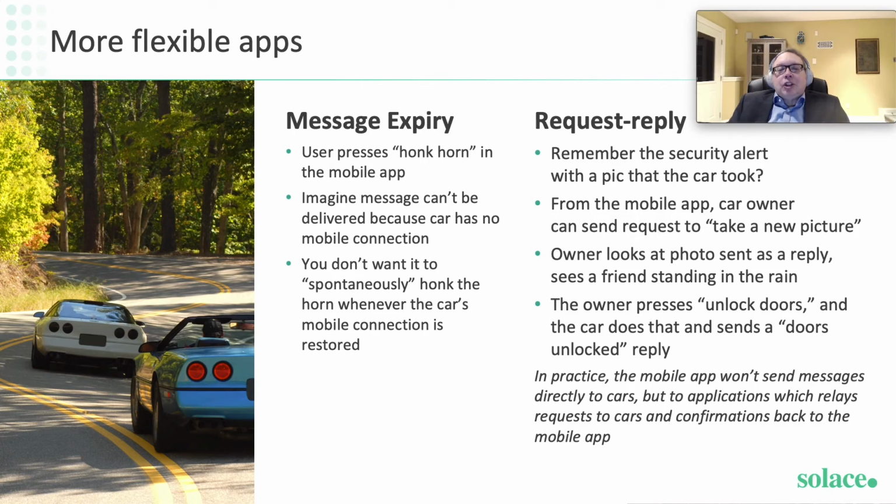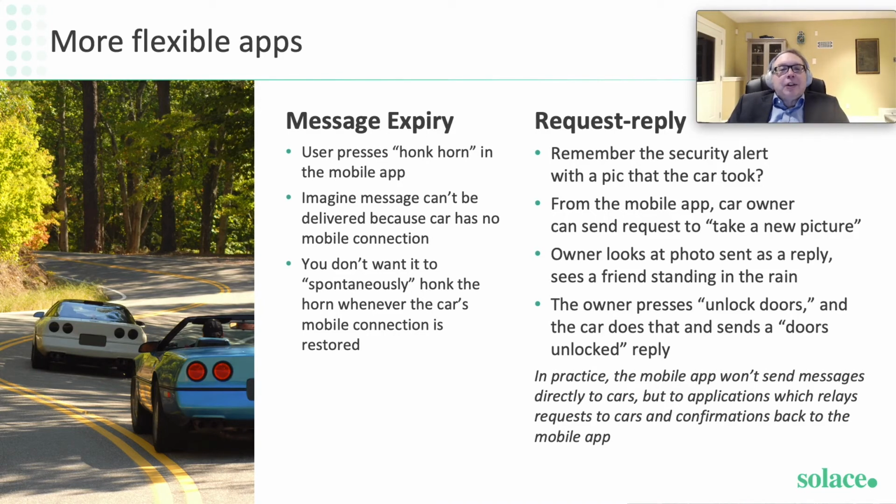You don't want to then jump in the car and be driving down the road and have the horn spontaneously go off when the car's mobile connection finally gets restored. So the honk horn message might have a 10-second or a 20-second message expiry, so that if the message doesn't get to the car in that period of time, then the broker just deletes the message rather than delivering it later on. So you can do a lot of cool things with message expiry.